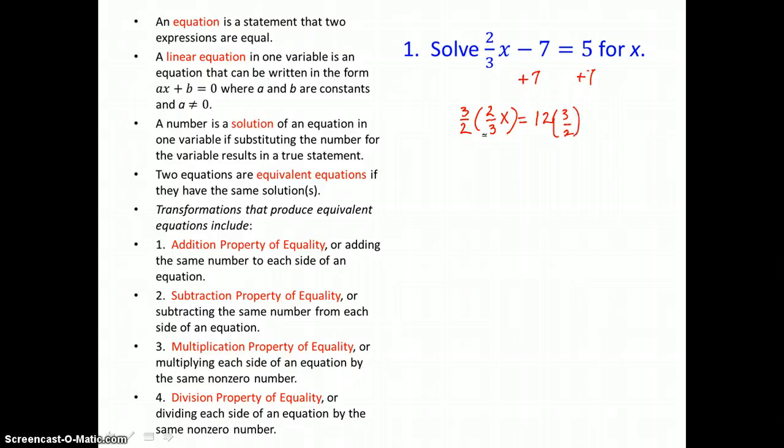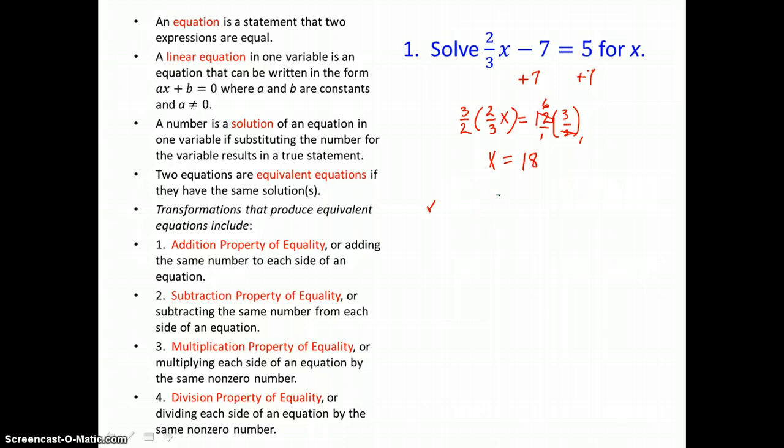Okay, when we simplify on the left, when we multiply reciprocals, we get 1. So we get 1x on the left, and that's what we're looking for. On the right, we're multiplying fractions, so we can cancel that factor of 2 top and bottom. 2 goes into 12 6 times and into itself once. So we're left with 6 times 3, or 18 on the top, and 1 times 1 on the bottom, which is a denominator of 1, and we don't have to show that denominator of 1.